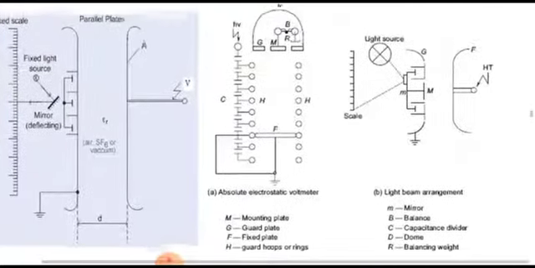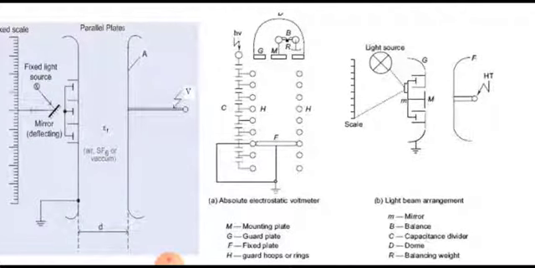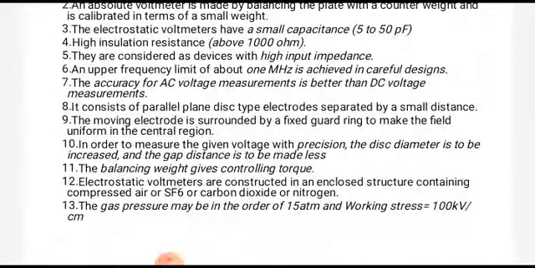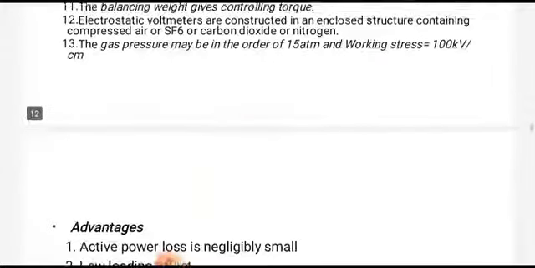Electrostatic voltmeters are constructed in an enclosed structure containing compressed air, SF6 or vacuum. The gas pressure may be in the order of 15 atm and working stress is 100 kilovolt per centimeter. This is about the figure. Here, the first figure is the combined structure, and in the second figure the electrostatic voltmeter diagram is given, and the light beam arrangement is given separately as A and B. These are the points you need to have.